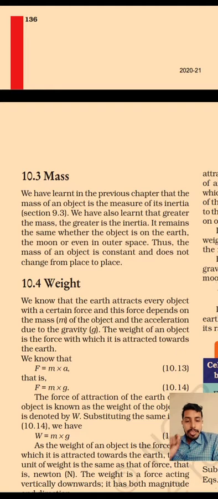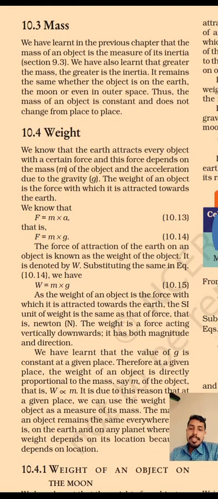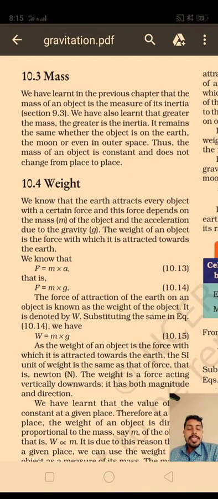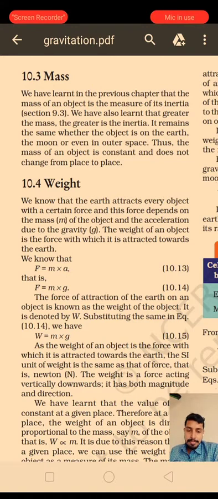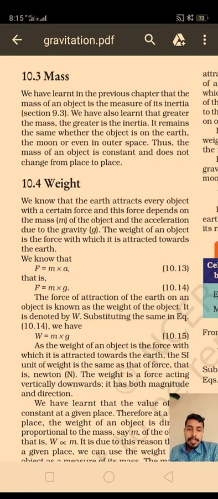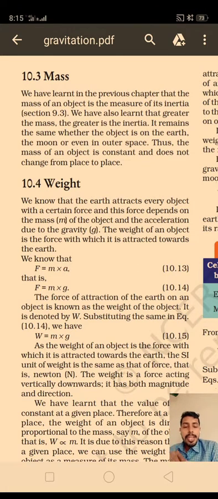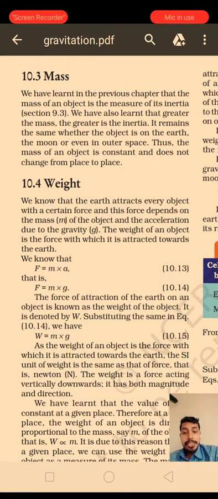So F is equal to ma, then weight is equal to mass into acceleration due to gravity. W is equal to m into g, and you will get the unit Newton. If it is 10 kilogram mass, then on earth you will get 10 into 9.8, 98 Newton. 98 Newton is the weight.